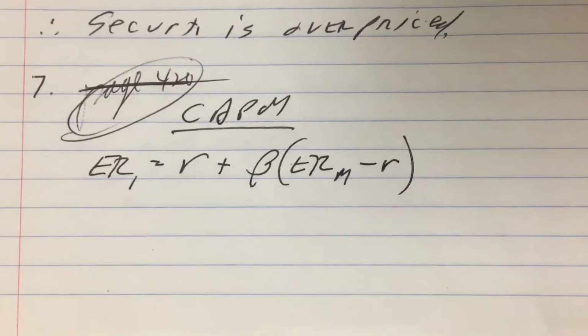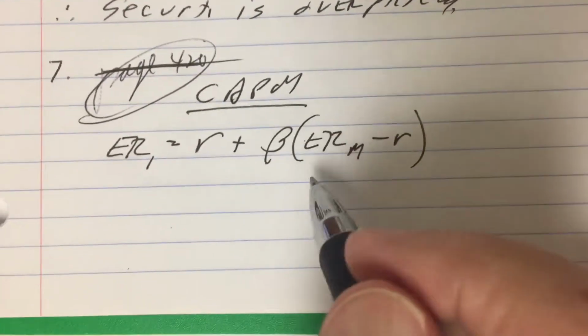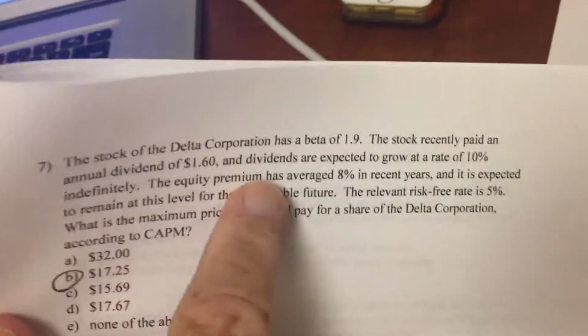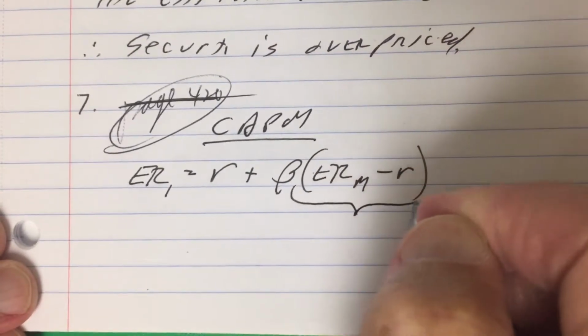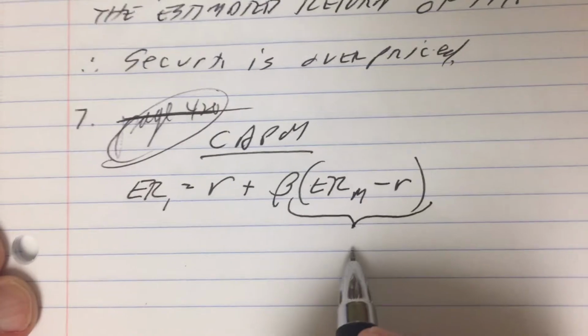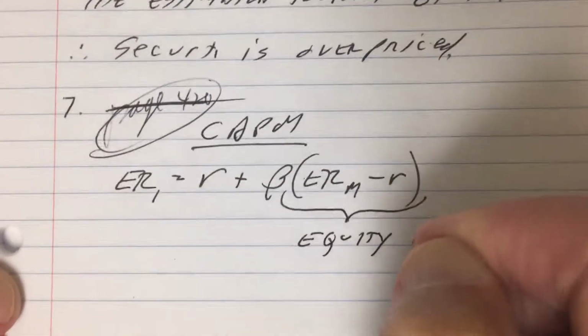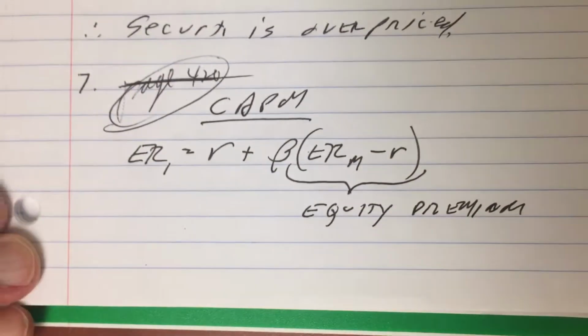Now, the reason the problem is a little tricky is that it defines the equity premium. See the word equity premium? And the equity premium is really the difference between those two numbers. You have to multiply it by beta. So we know that's the equity premium, and they're telling us that for this problem, it's 8%.